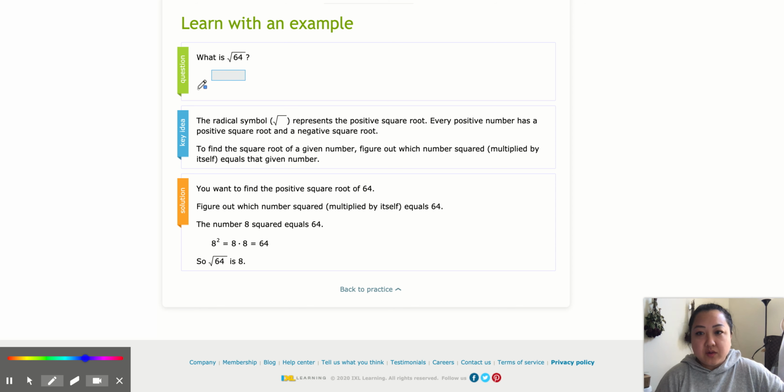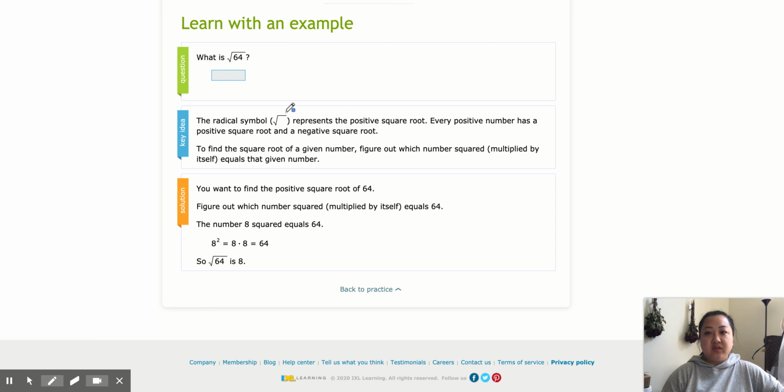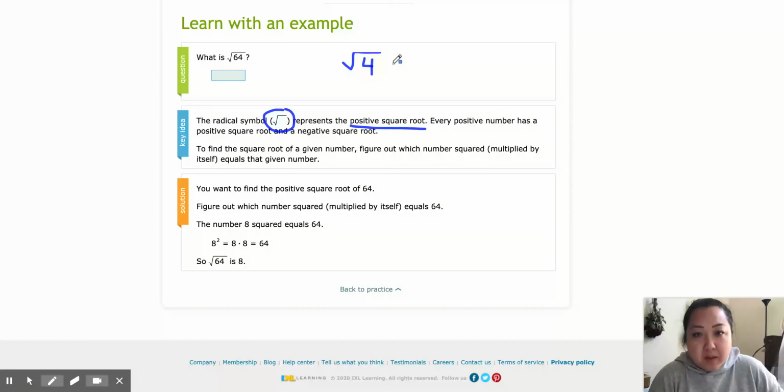All right, so I'm just going to say that one more time. This is the radical symbol, and it represents the positive square root. So it only takes the square root of positive numbers. So if you had, let's say, the square root of 4, then the answer is a positive number.